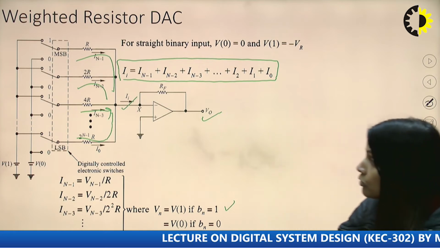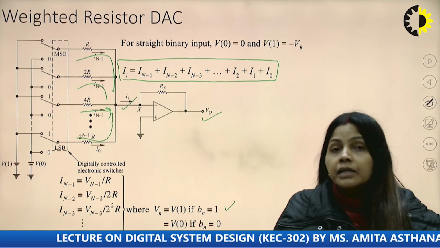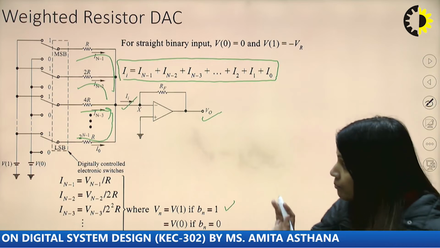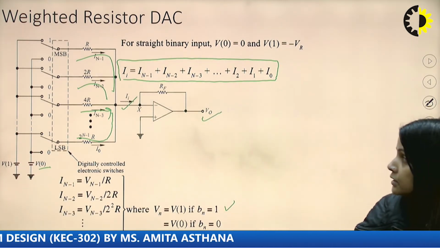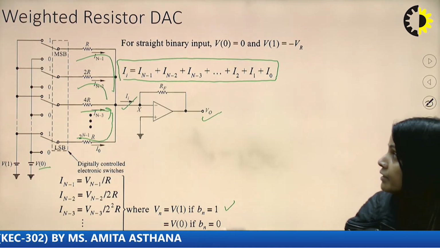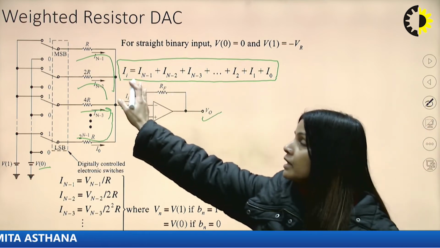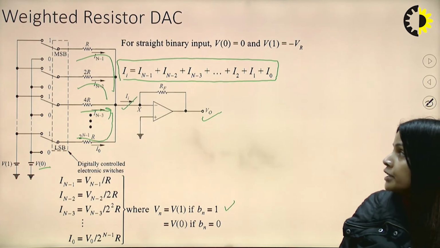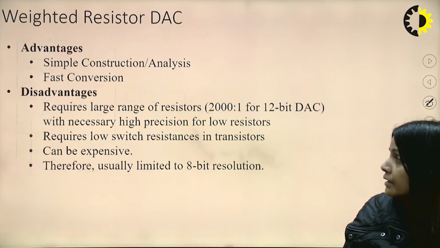So all these digitally controlled electronic switches are controlled by the values V0 and V1. This is the formula which we can write. We can substitute the voltages, calculate the input current, and hence calculate the output voltage for the given circuit. So this is the weighted resistor DAC.